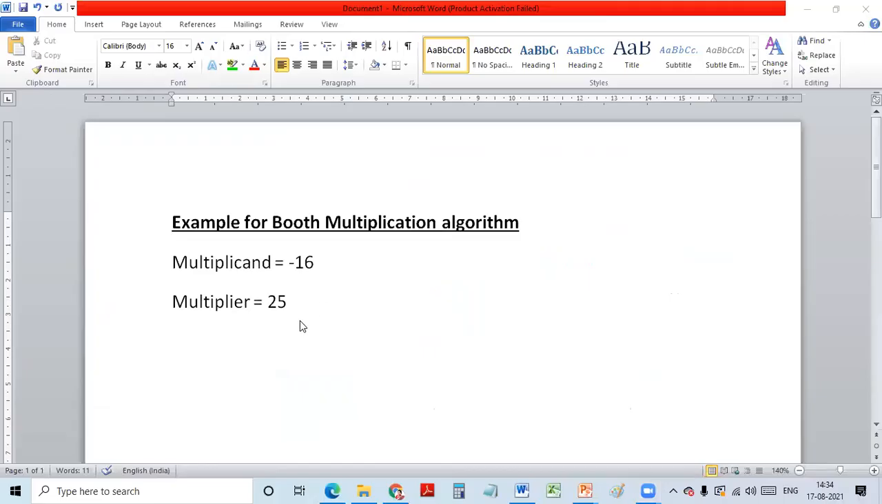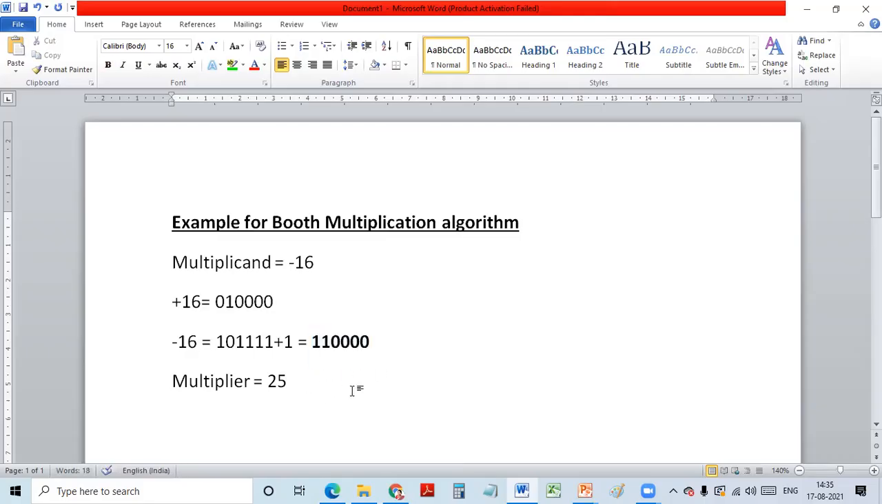So the multiplicand is minus 16, and the multiplier is 25. We have to convert these to binary, right? Minus 16 in binary: first you take plus 16, which is 0 1 0 0 0 0. This is plus 16. To get minus 16, I have to take the 2's complement: 1 0 1 1 1 1 plus 1, which is 1 1 0 0 0 0, with 4 zeros. So this is the multiplicand, right?